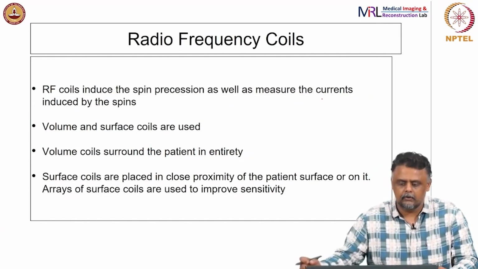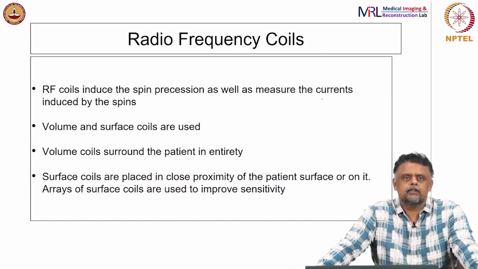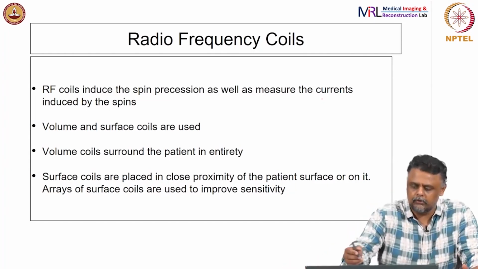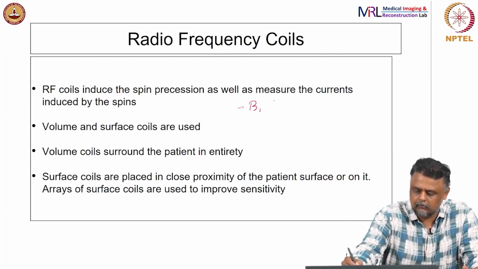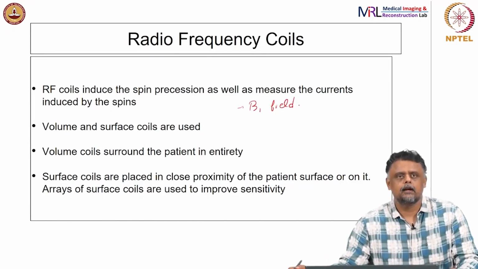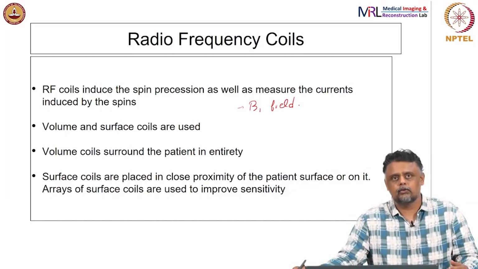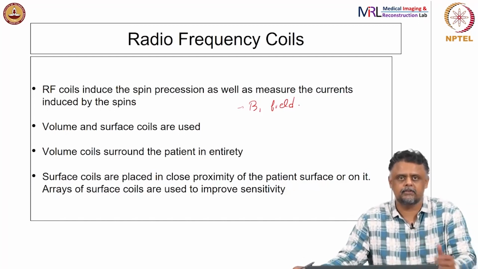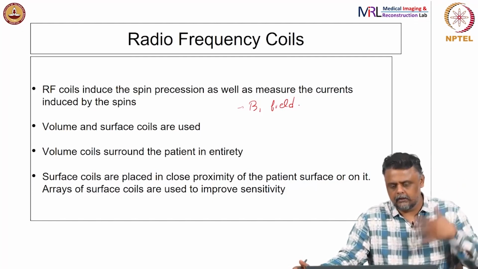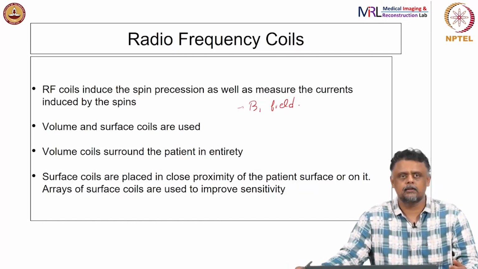designing MR hardware. The radio frequency coils, as we have seen, are basically the coils that produce that B1 field, as we call it. They produce the B1 field, and this coil induces the spin precession, and these coils actually also measure the current induced by the spins, right. So, we want to measure the echoes, spin echoes, which we will see later. These RF coils do both the excitation of the spins as well as the measurement, so basically it acts as both a transmit as well as a receive coil.